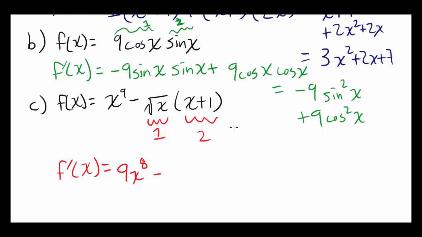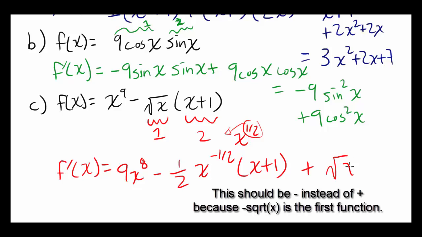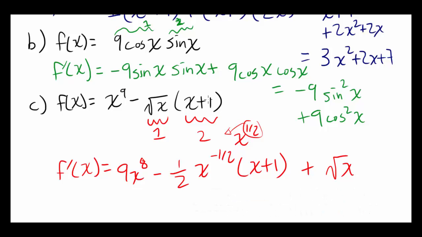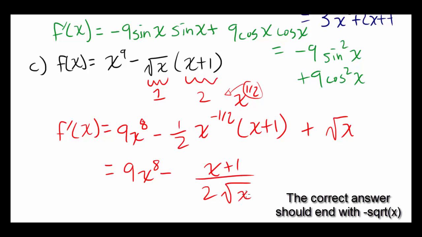Remember, square root of x is the same thing as x to the 1/2 power. So if you take the derivative, this 1/2 is going to come down, and you're going to subtract 1 from the exponent, making it negative 1/2, times the second function, plus the first function times the derivative of the second function, which in this case is 1, because the derivative of x is 1 and the derivative of a constant is 0. So how can you simplify this? Well, you've got 9x to the 8th power minus, well, x to the negative 1/2 power can go down, so you can have x plus 1 over 2 times square root of x, or x to the 1/2 power, then you can add plus square root of x.